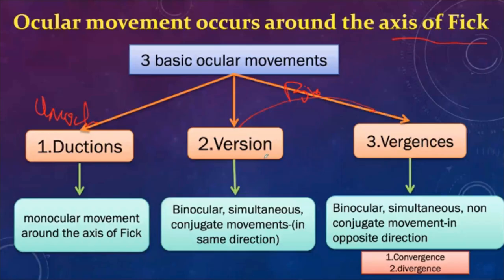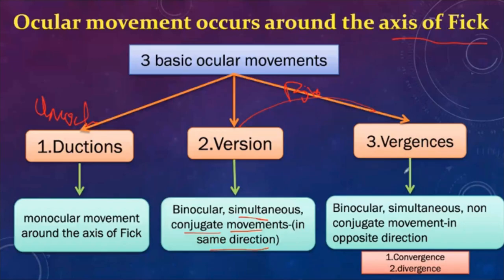So what are the differences? Duction is just a monocular movement in a certain direction. So whether the eye moves to the right or to the left, up or down, whatever the movement of the eye, this is called duction, or single eye movement to a certain direction. The version, as we just mentioned, is a binocular movement. In such condition, there are simultaneous conjugate movements in the same direction. So both eyes move to the right, both eyes move to the left. Both eyes elevate, both eyes depress.